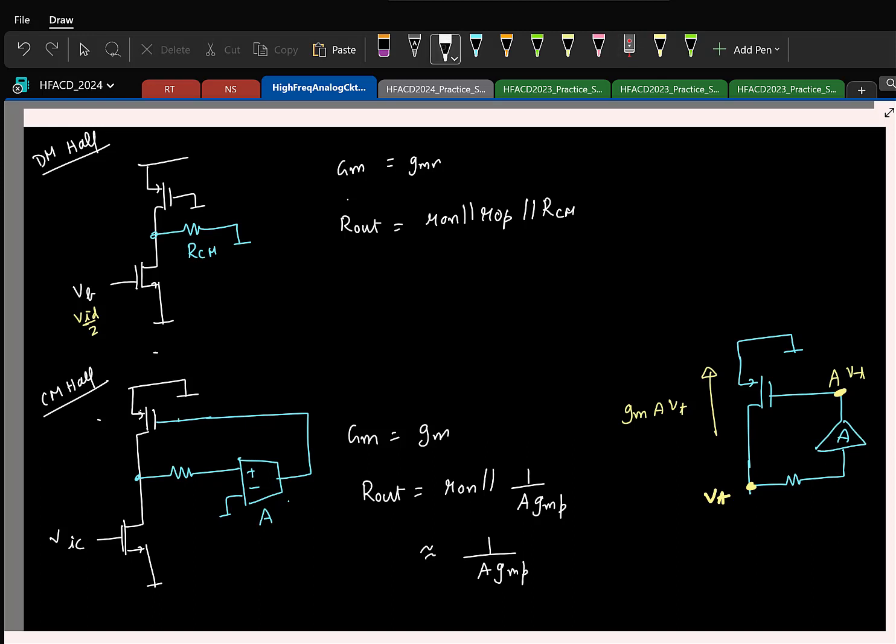So when you have the common mode feedback loop, it kind of changes the output resistance in the common mode picture, so that the output resistance reduces in the common mode. Great. So that's mainly about things on common mode feedback.